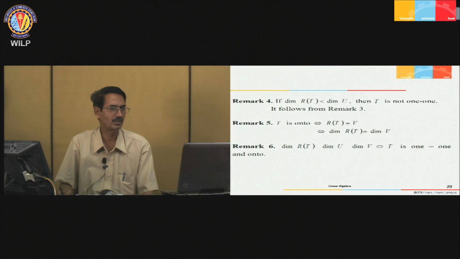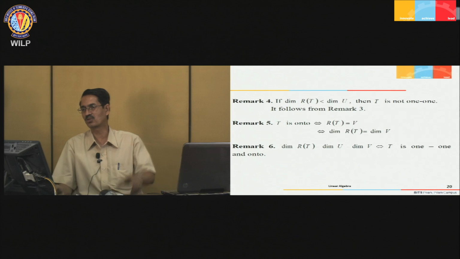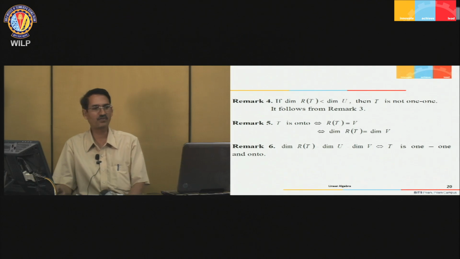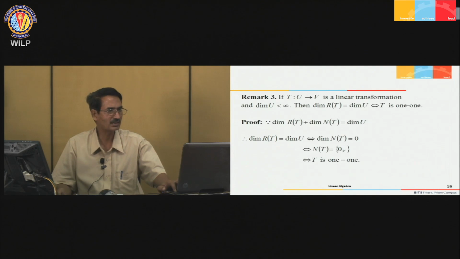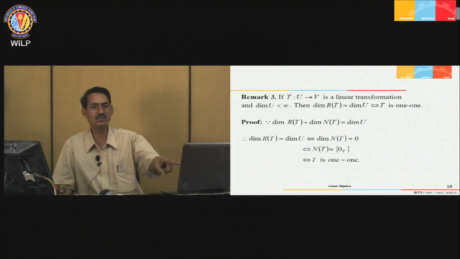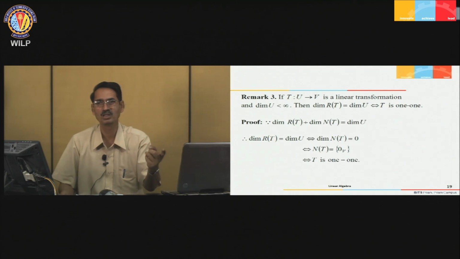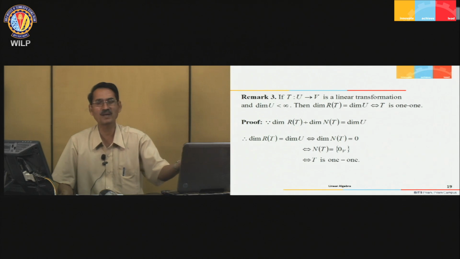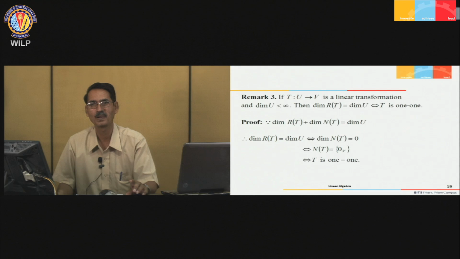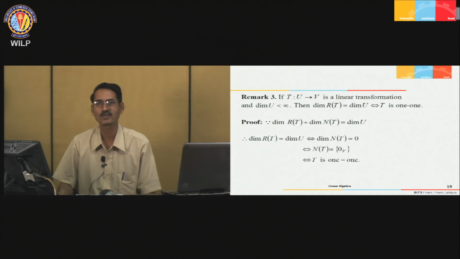Fourth remark: if dimension of RT is less than dimension of U, then T is not 1-1. It follows from the previous remark. What is remark 3? Remark 3: dimension of RT is equal to dimension of U if and only if T is 1-1. Both ways it is true. If T is 1-1, then dimension of RT must be equal to dimension of U. The reverse is also true. If dimension of RT is equal to dimension of U, then T is 1-1.